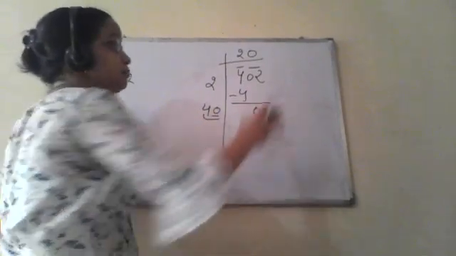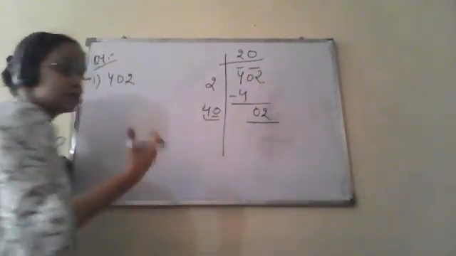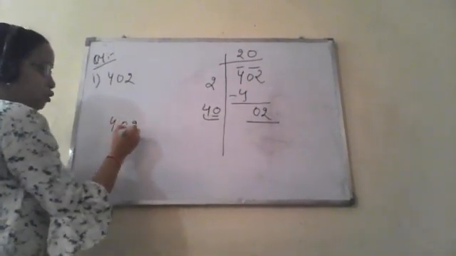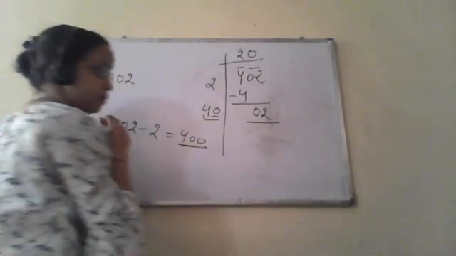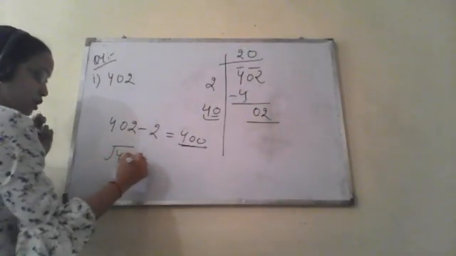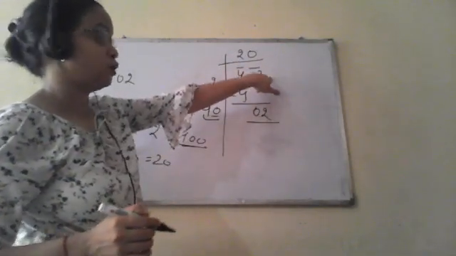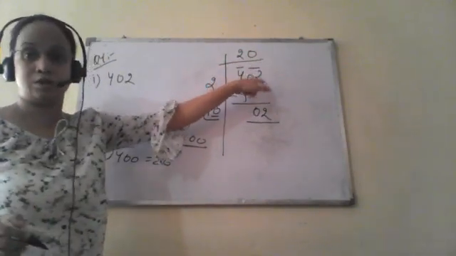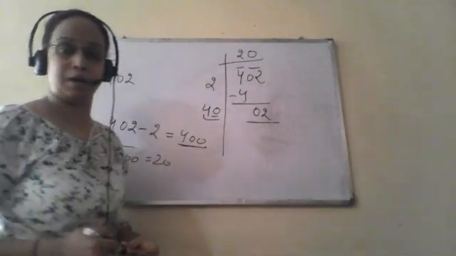If we subtract this 2 from 402, we get 400, and this 400 will be a perfect square. The square root of this 400 will be 20. Clear? Simply subtract the remainder from the original dividend, and whatever the quotient is will be the square root of the number obtained after subtracting the remainder.